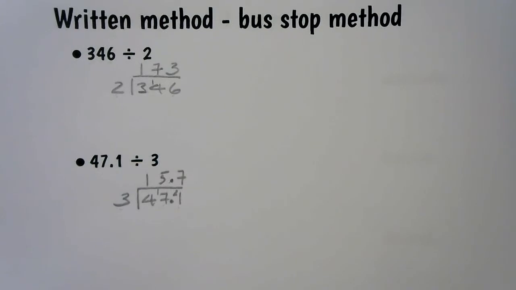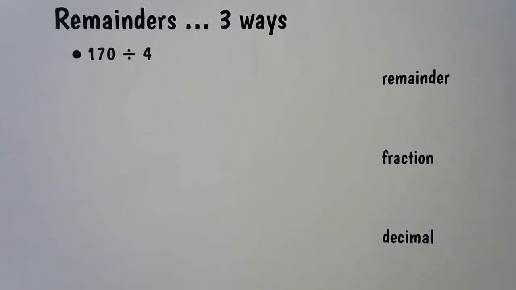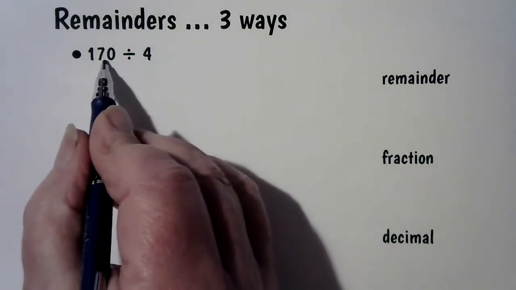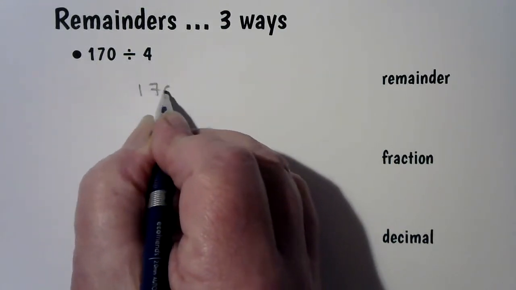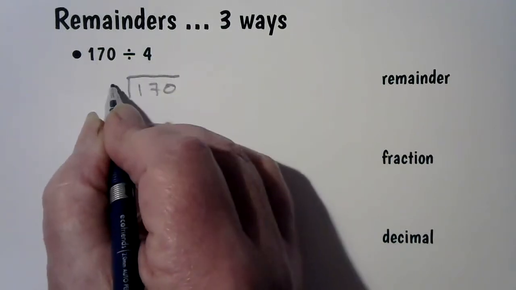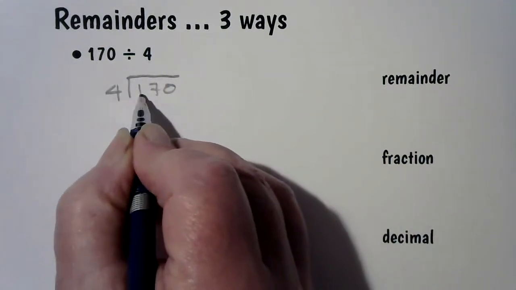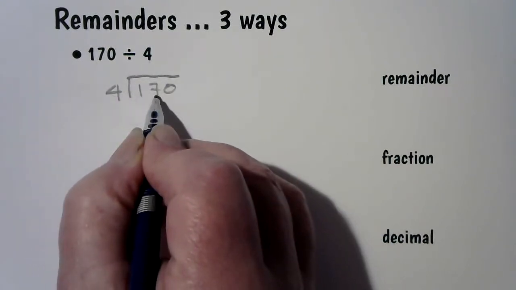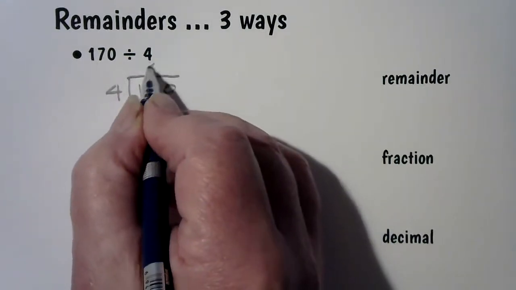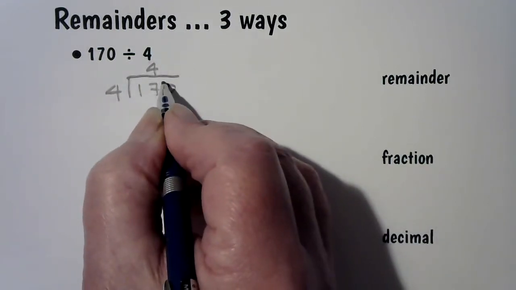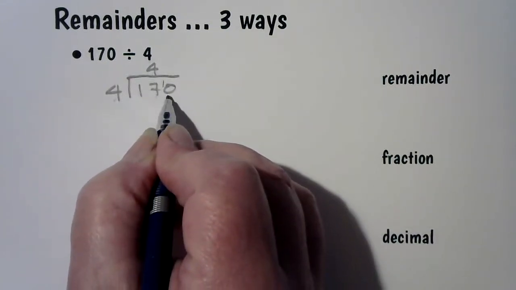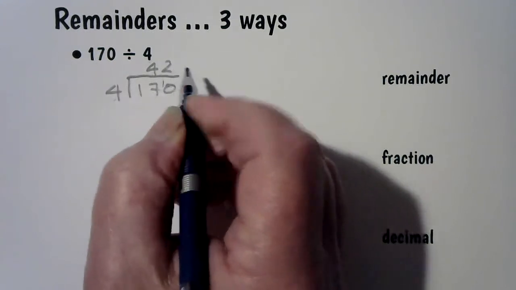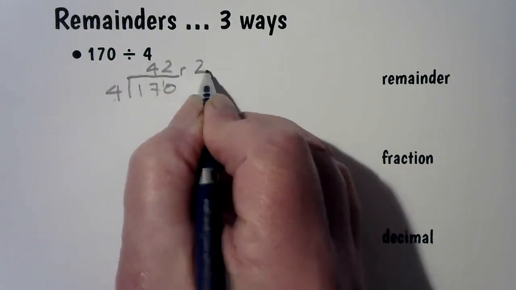Okay, now let's see how we deal with remainders. And like I said, there's 3 ways. So I've got 170 divided by 4. So let's put it under the bus stop. 170 divided by 4. 4 into 1 doesn't go. 4 into 17, yes, that goes 4 times and leaves me a remainder of 1. So I put it there. So now I ask, how many times does 4 go into 10? And it goes twice. And I've got a remainder of 2.